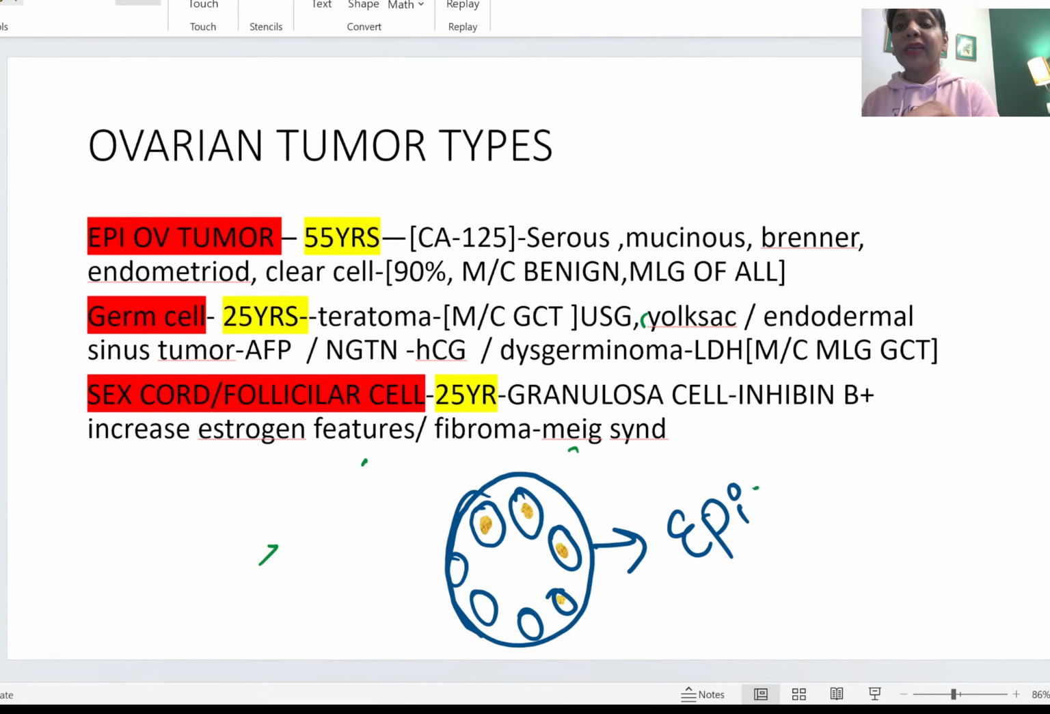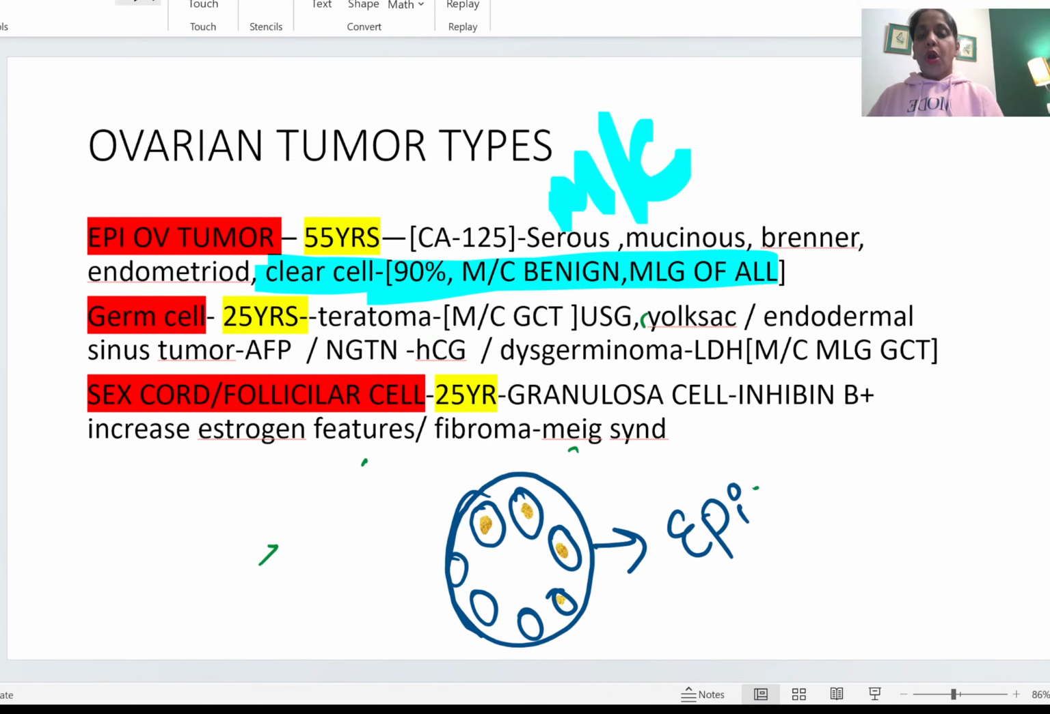This question has been asked twice. Clear cell is of which type? Clear cell belongs to which type? Clear cell is an epithelial ovarian tumor type. Most common is the serous. The most common tumor out of all these is the epithelial ovarian tumor. Most common among epithelium is serous.